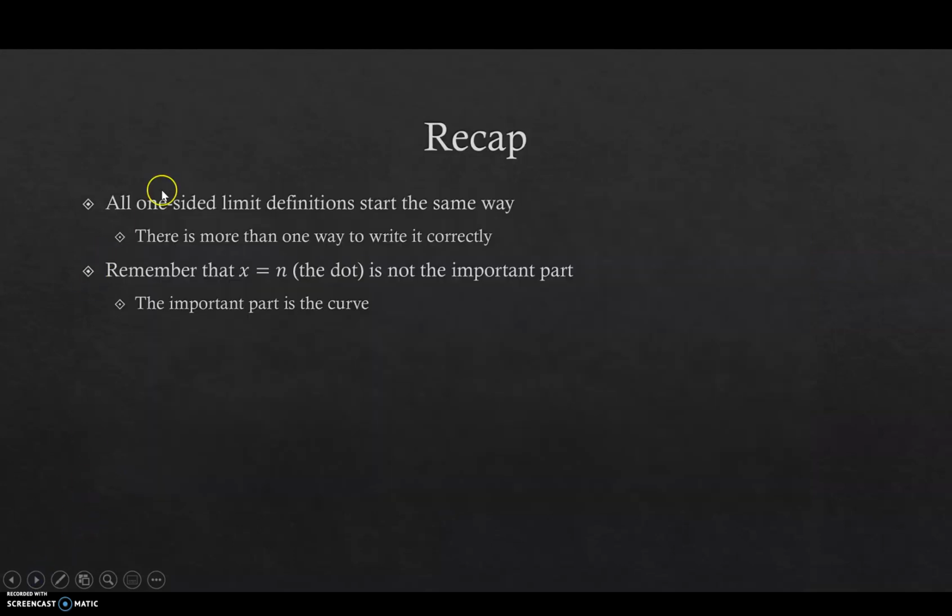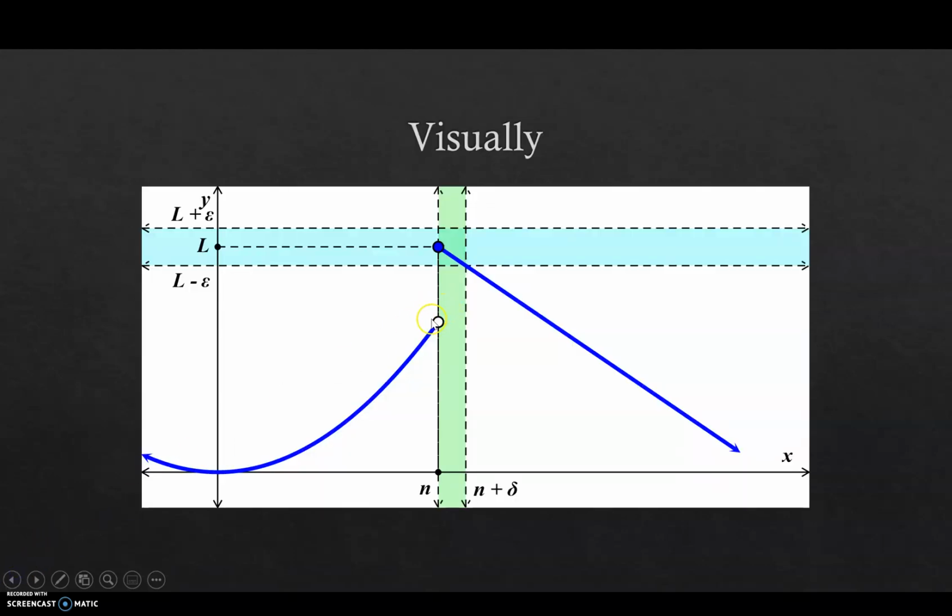So, to kind of recap all this information, all one-sided limit definitions start the same way. There's more than one way to write it correctly. We have options. Just focus. The left side has one option. The right side has other options. Okay? Remember that x equals n. The dot is not the important part. The important part is the curve. So again, going back, it doesn't matter whether we have an open dot or a closed dot. That's not the important part. The important part is where the curve is.